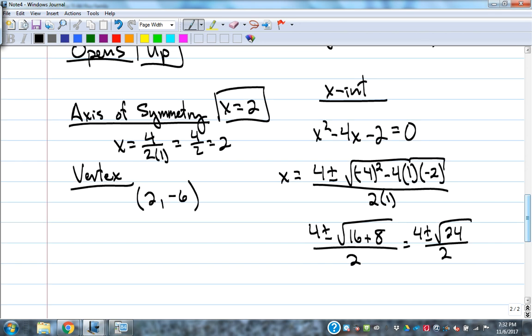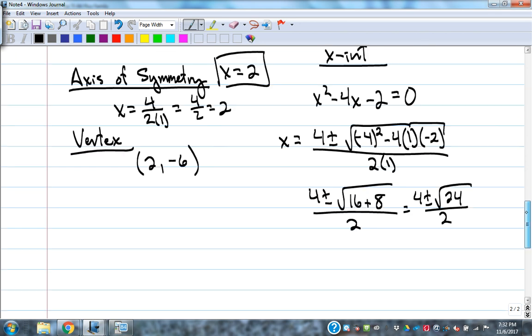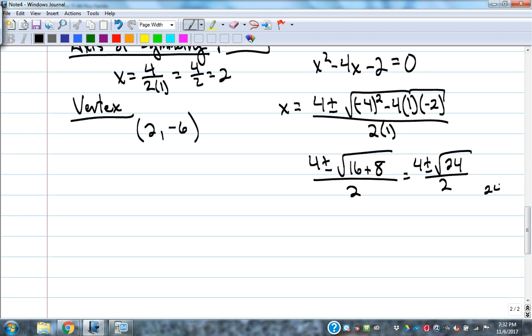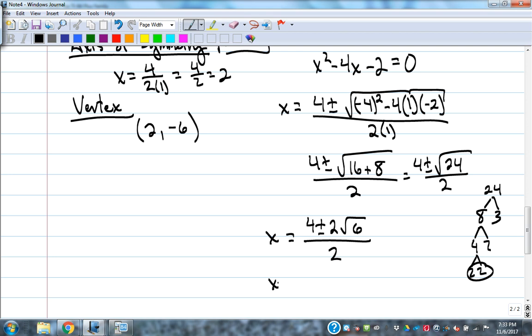The square root of 24 is not a nice number, so we have to break it down. 8 and 3, 4 and 2, 2 and 2, so it's a pair of 2's. 4 plus or minus 2 radical 6 over 2. The 4, 2, and 2 are all divisible by 2, so I'm going to divide them all by 2. 2 plus the square root of 6, 2 minus the square root of 6.